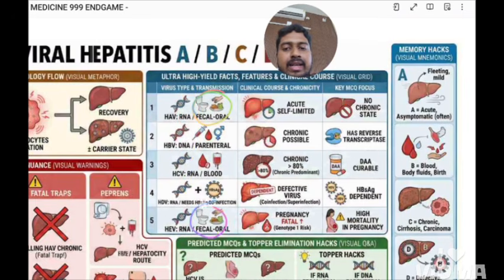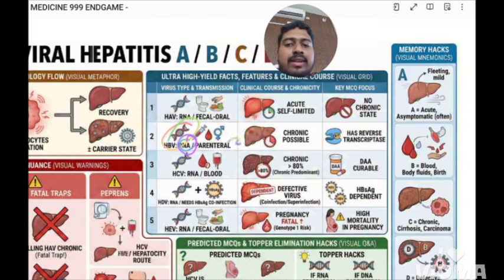So A and E are spread by the fecal-oral route. A and E both are self-limiting. HAV, that is the A virus, is most common in children. It is the most common cause of acute hepatitis in children, and hepatitis E is fatal in pregnancy. There is a 20% risk of mortality in pregnancy. So there is no chronic state in A and E. These are only acute hepatitis causing viruses.